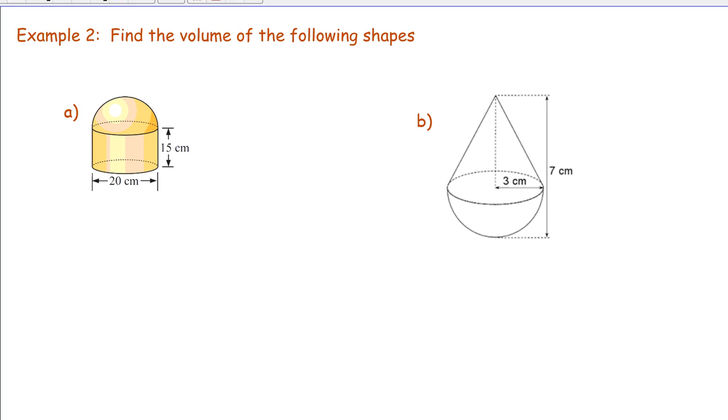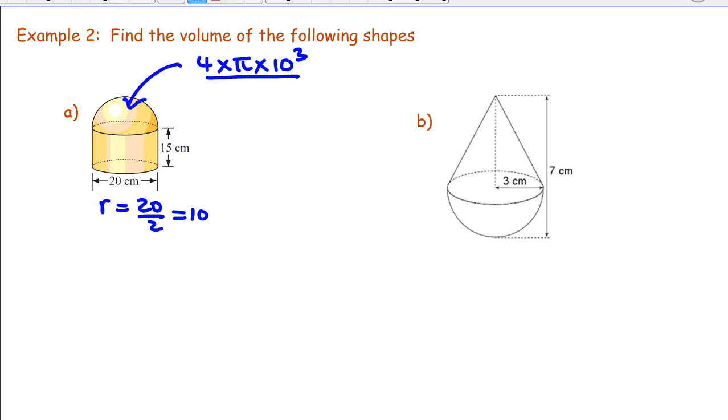Next, in example 2, we need to find the volume of these compound shapes. Now, if you notice here, this one is half a sphere. So what I need to do here is find the volume of a full sphere, suppose I have a full sphere, and then divide. And by the way, the radius is 20 divided by 2, which is 10. So the volume of the half a sphere will be 4 multiplied by pi multiplied by 10 cubed divided by 3. But then, because it's half, I have to divide that by 2.